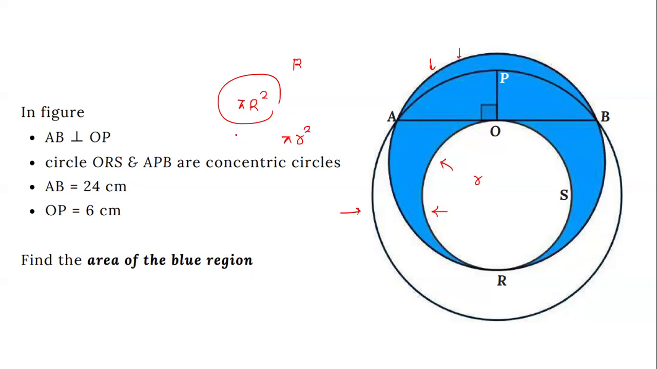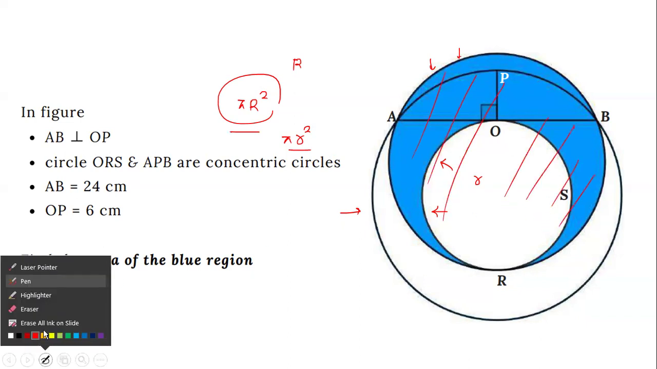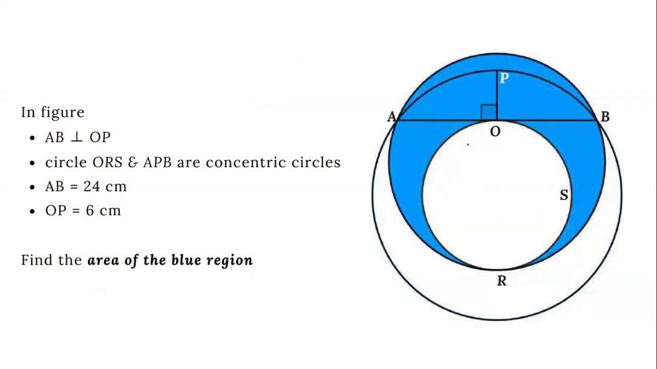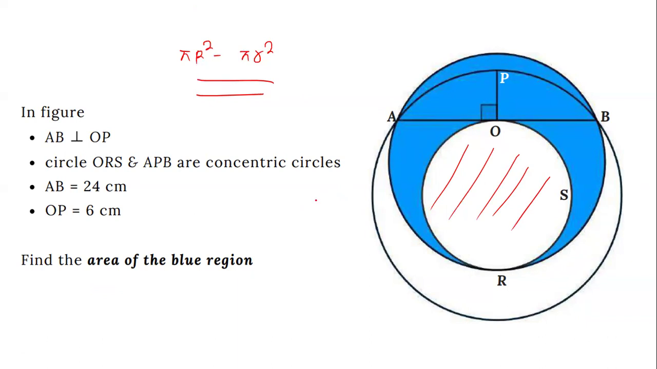Now you see, if we subtract this area minus this area: pi times capital R square is this whole area, and pi times small r square is this area. So if you subtract pi times capital R square minus pi times small r square, you get this blue region. So this is our strategy.